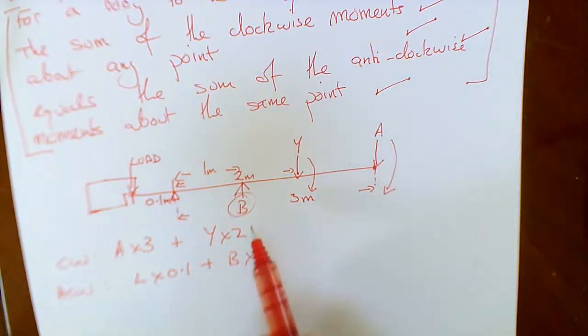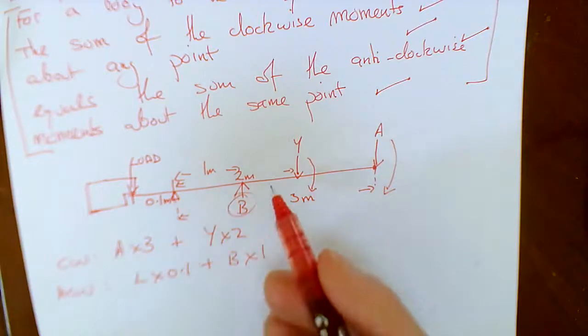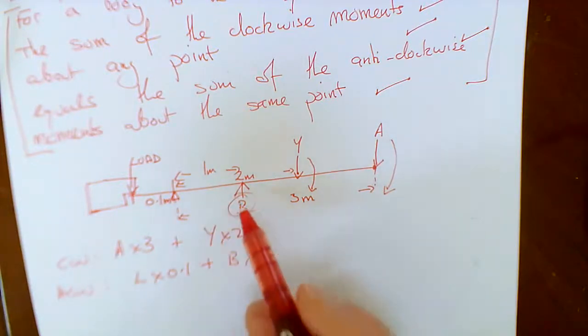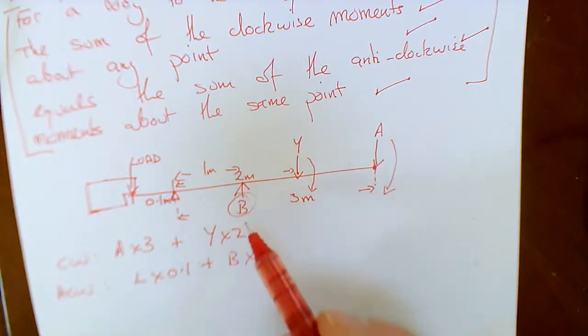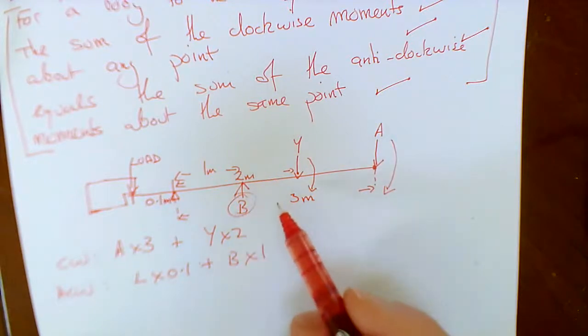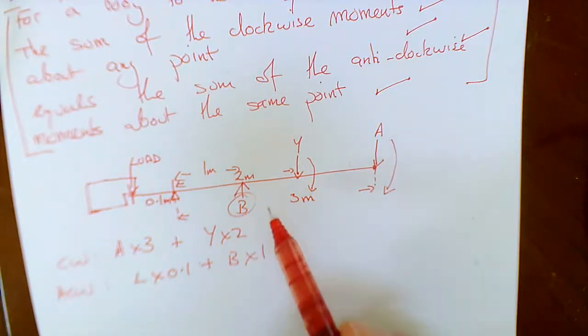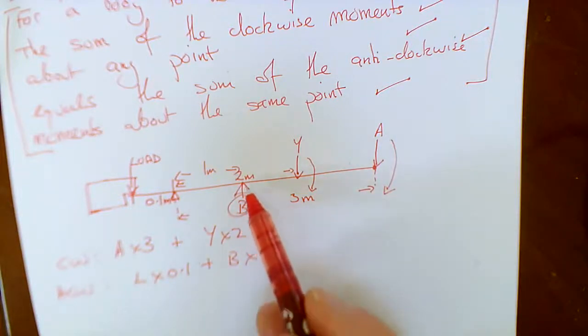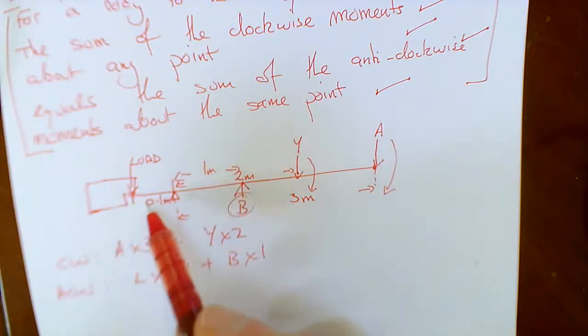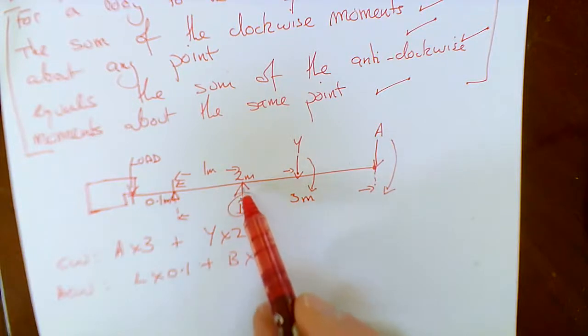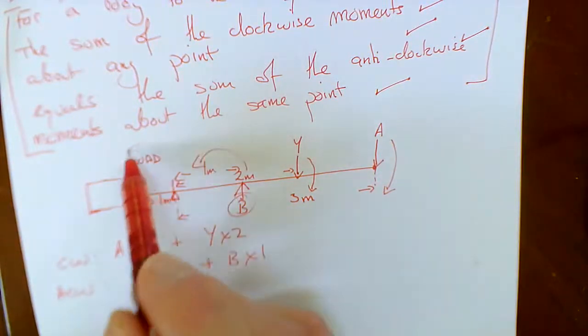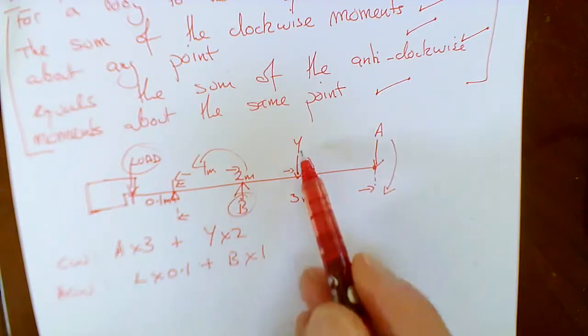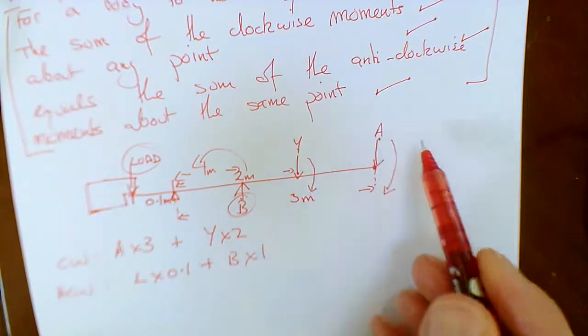So you can see that you can have more than one force. And it's not just about left-hand side, right-hand side of the pivot, because the forces could be up or down. They could be in any direction really, but they'll only be up or down for you. So it's not about left and right of the pivot, it's about the direction that the force is trying to turn the beam. So B is trying to turn it anti-clockwise, just like the load is trying to turn it anti-clockwise, whereas Y and A are trying to turn it clockwise.